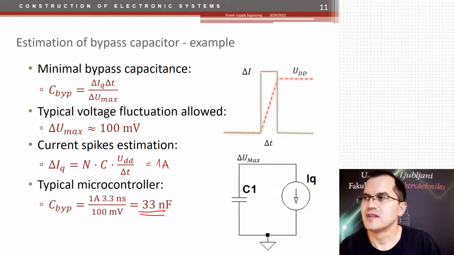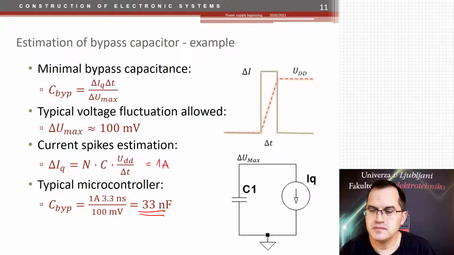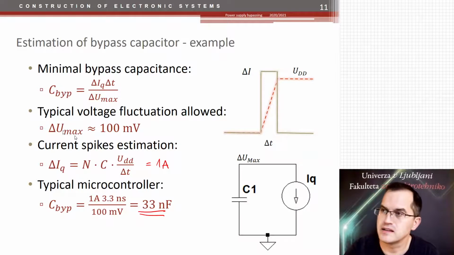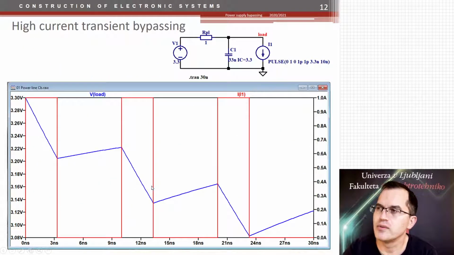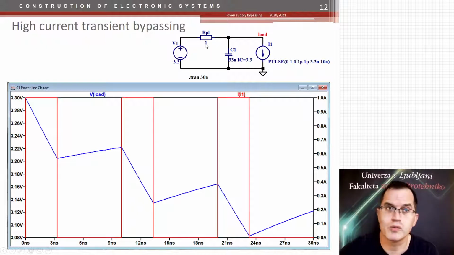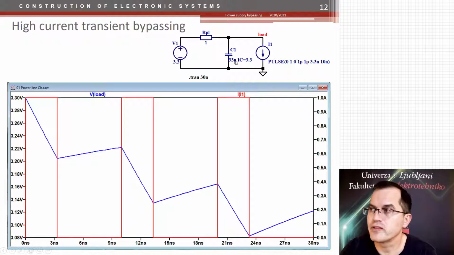All right, so let's go now and try to do some simulations. I did a simulation and I put a power supply here. Let's say that our power supply has internal resistance of 1 ohm. That's also the resistance maybe of some copper wires around anywhere, and a 33 nano capacitor and the pulse of 1 amp in 3.3 nanoseconds.